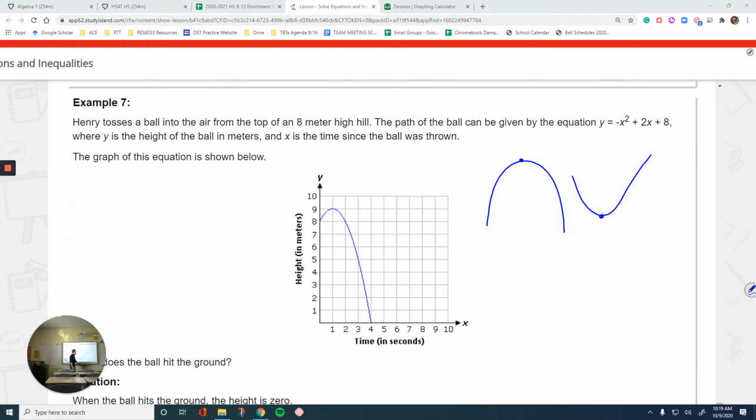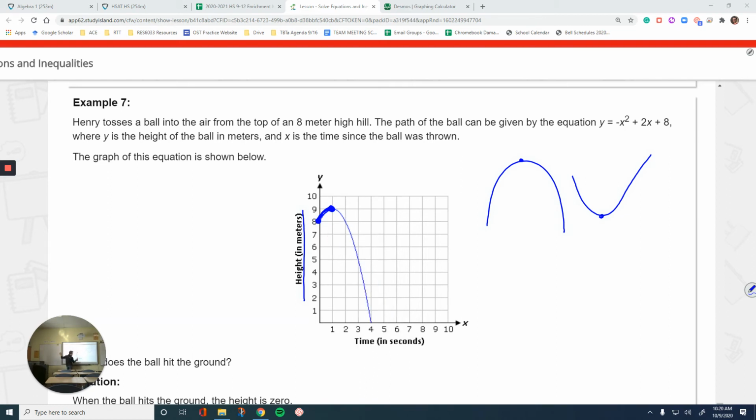So let's talk about our example. Now that we know what quadratic functions look like, linear functions look like a straight line, quadratics are curves, and then there's going to be one point either at the top or at the bottom. Henry tosses a ball into the air from the top of an 8-meter high hill. So the height of the hill is right here. That's where the ball is at. He's tossing it. It's rising 1 meter, where it makes 9 meters from the ground, and then it starts falling down.